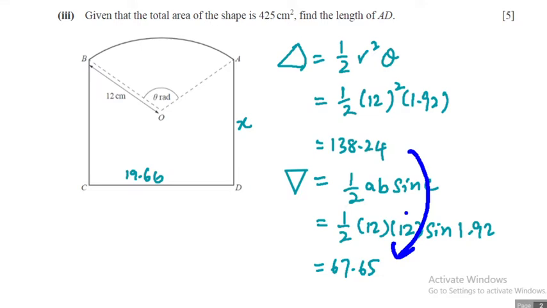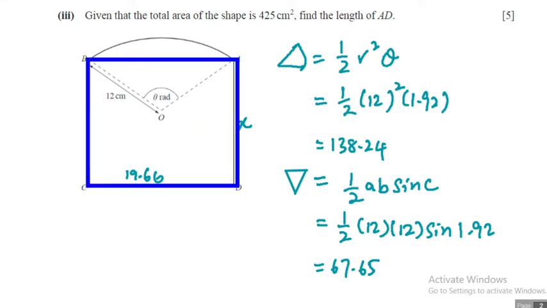67.6. Okay. All right, so we minus that one, then that is the area of the segment. What was our idea just now? We find the area of the rectangle and we plus this segment. This segment can be obtained from here. We minus these two, that's a segment. Then this is equals to 425.